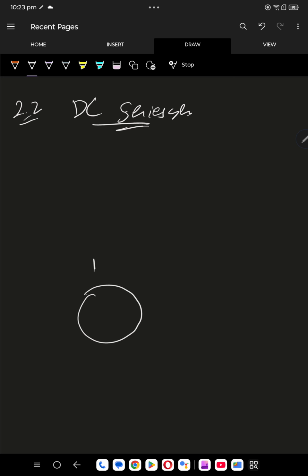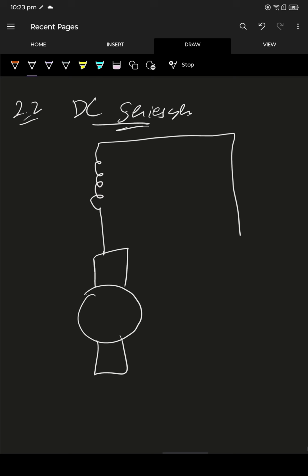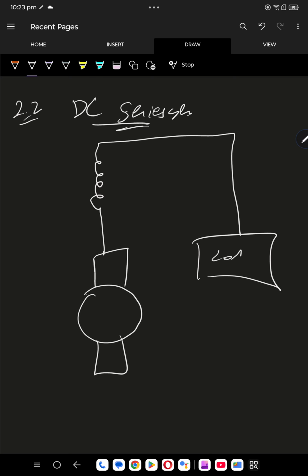Let's move on to the third one now. The third one is 2.2. Same self-excited only, but the DC series generator. There it was parallel, right? Here it is series. So like this you have to draw. Sorry. Load.